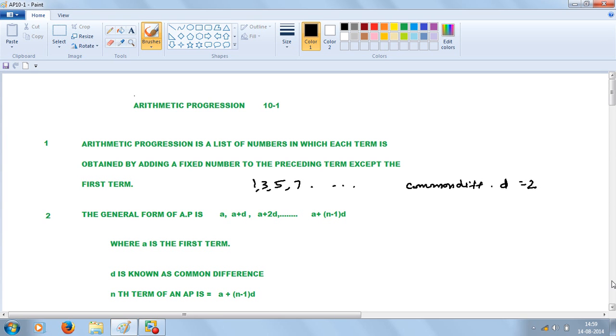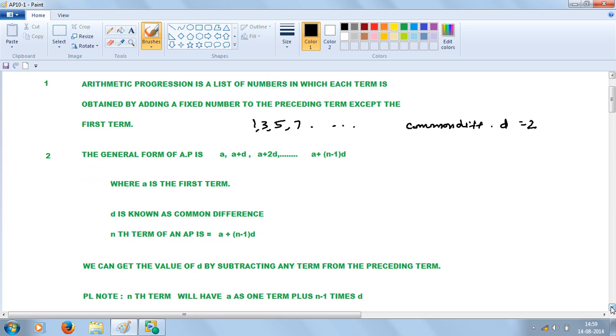So the general form we write as: first term as A. A is referred to as the first term. The subsequent next term is A plus D. D is the common difference. Next is A plus 2D and so on. The nth term you see is A plus (n minus 1) multiplied by D. So the sum will be the n.